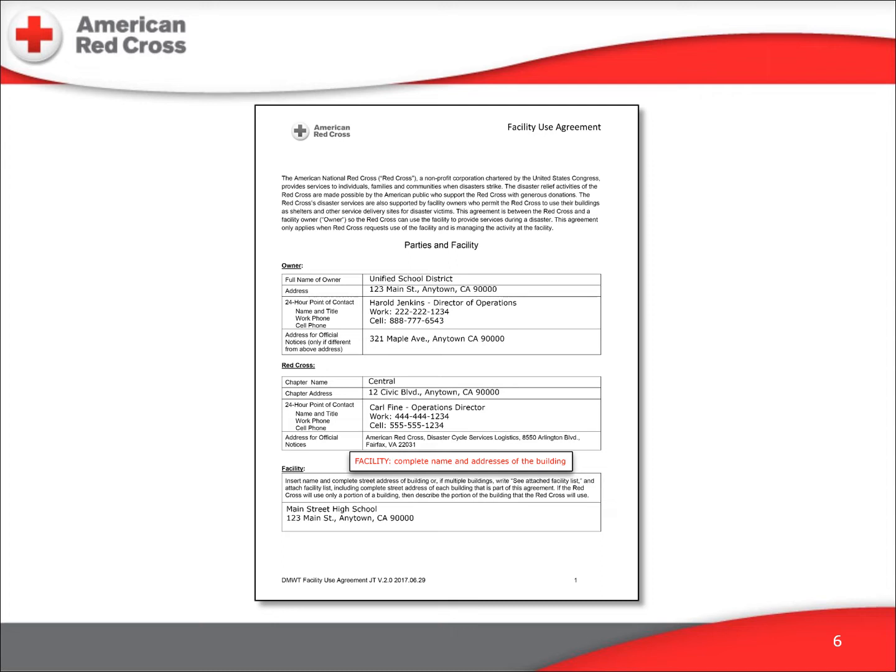The bottom box is for the official name of the facility and the address. If there are multiple buildings on the facility property and Red Cross will only be using some of them, attach a separate page describing the limits of the agreement.